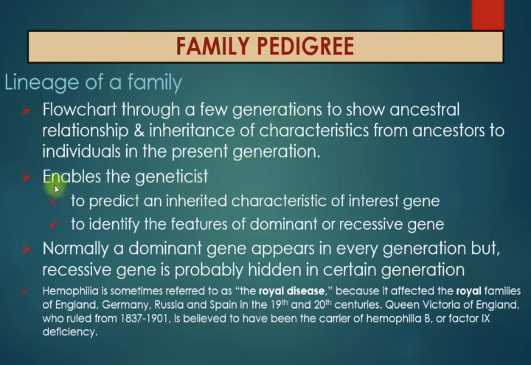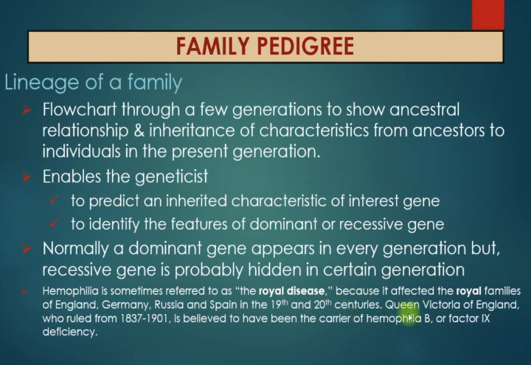This family pedigree enables geneticists to predict the inherited characteristics of a gene of interest, and to identify the features of a dominant or recessive gene. Normally, a dominant gene appears in every generation, but a recessive gene is probably hidden in certain generations. An example is hemophilia, which is sometimes referred to as the royal disease. Why? Because it affected the royal families of England, Germany, Russia, and Spain in the 19th and 20th centuries.